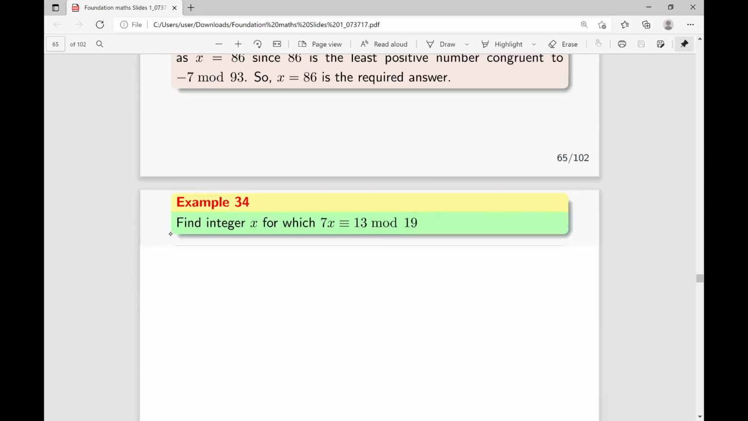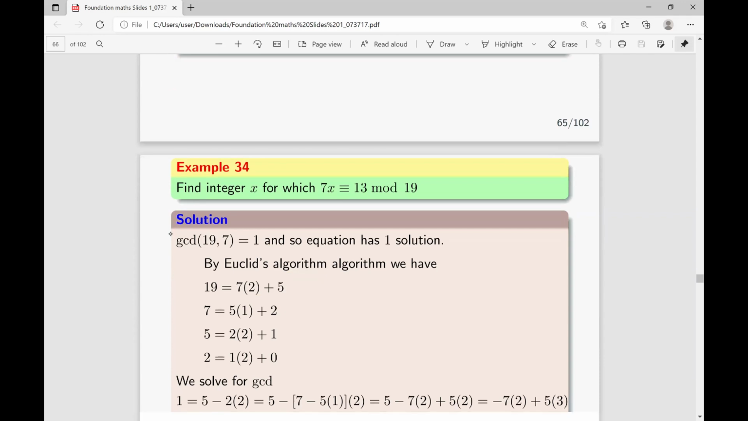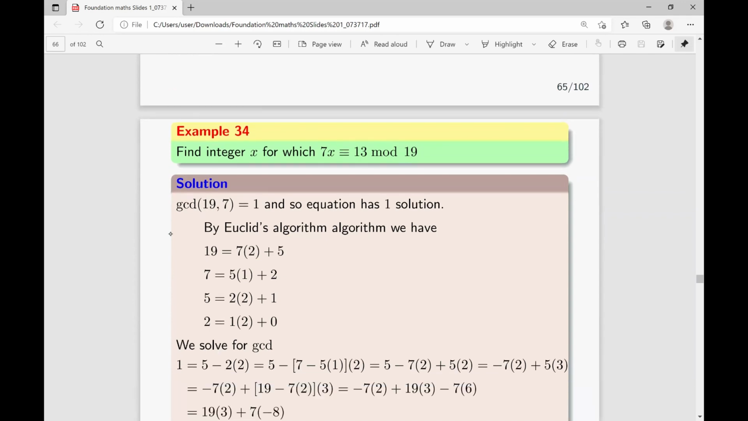Now let's do this. This one is interesting. The number coming before the mod is not 1. So what that therefore means is that what we are getting is not the inverse of 7. Is that okay? What we are getting is not the inverse of 7.